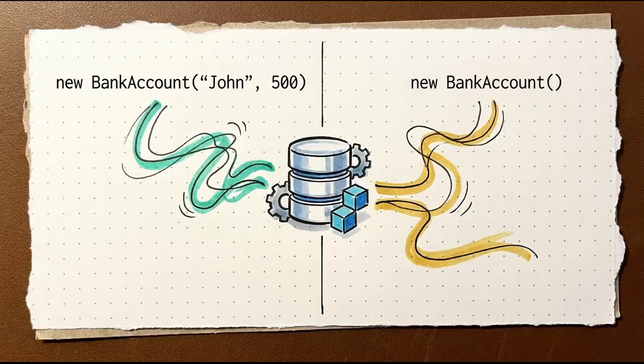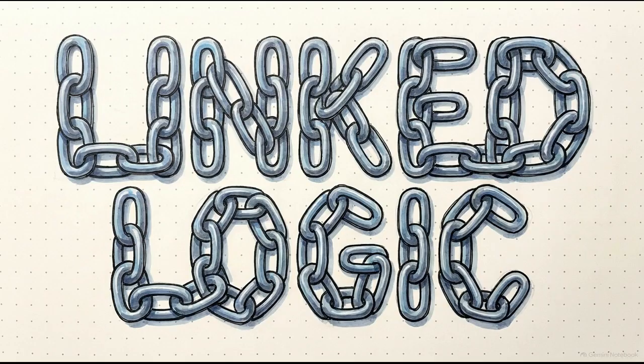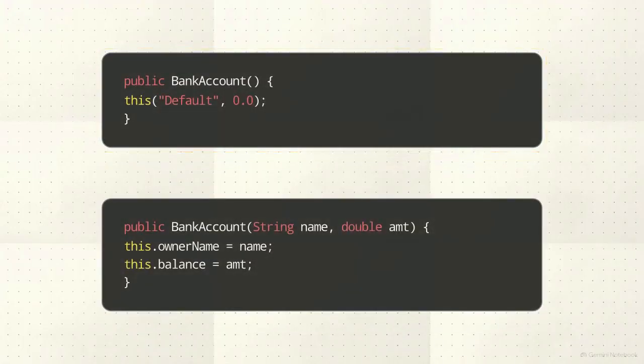We need to support both specific, unique inputs and those simple, empty calls that our program might still rely on. We do this through a process called constructor chaining. In this diagram, we've added a no-arg constructor back in, but instead of rewriting the logic, we use the this keyword as a function call to route that empty request straight into our parameterized constructor with default values like default and 0.0. Watch the data packet.